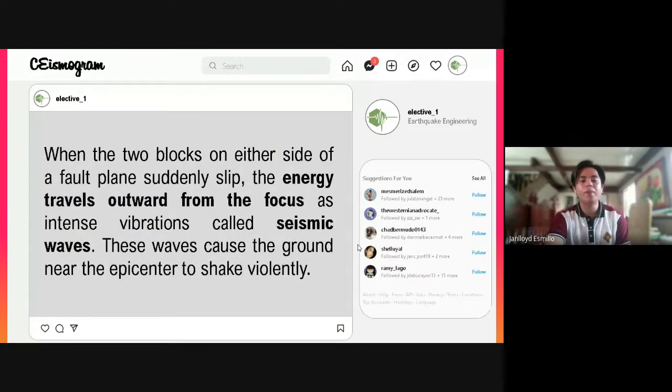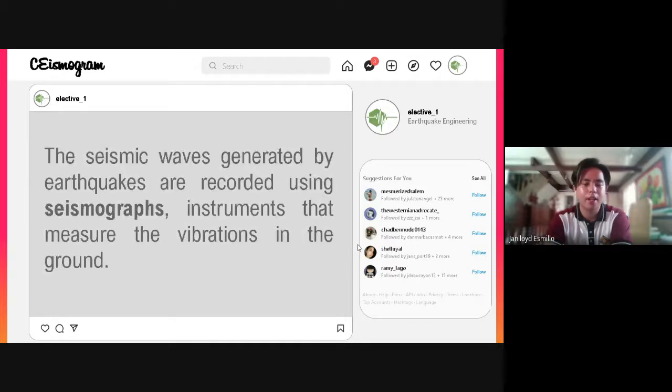Ayan. When two blocks on either side of a fault plane suddenly slip, the energy travels outward from the focus as intense vibration called seismic waves. These waves cause the ground near the epicenter to shake violently. So I will be talking thoroughly about this in the succeeding slide. The seismic waves generated by earthquakes are recorded using seismographs.